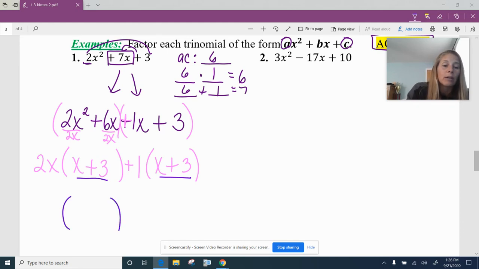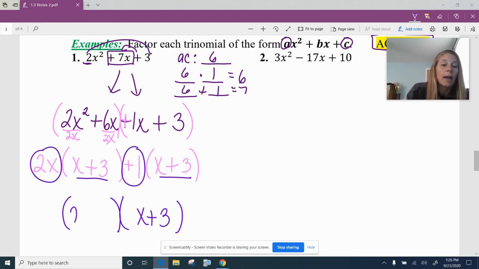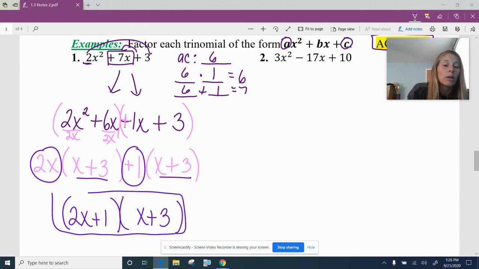So now my final answer here, x plus 3, will be one of those final factors, and then the two GCFs will come together, and that will be your second factor. So this would be my final answer. Now, if you wanted to, you could simply FOIL or distribute to get back to that original trinomial to check your work. So if I did that, I would get 2x squared plus 6x plus 1x plus 3, and then I would see, oh yes, I did it correctly.